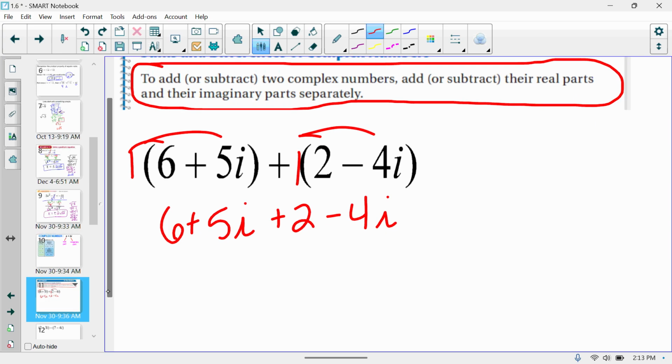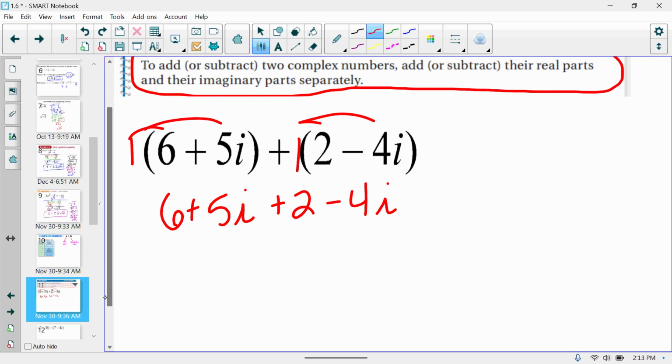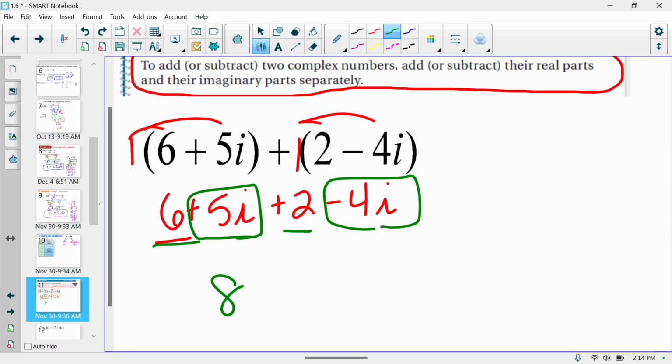And then what we're going to do is, again, combine the real parts, which would mean 6 plus 2. So that's just going to be 8. And then combine the imaginary parts. So positive 5 minus 4 is positive 1i. It's just like doing 5x minus 4x is 1x, right? It's the same idea. It's just like adding variables. 5 minus 4, you have 1i. So we're just going to write plus 1i.